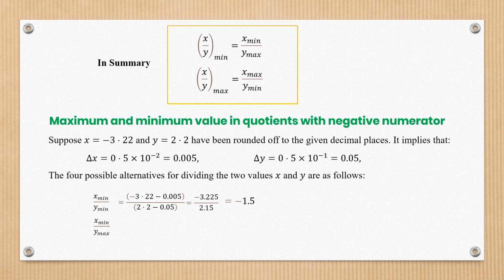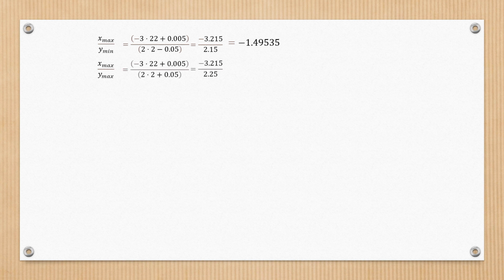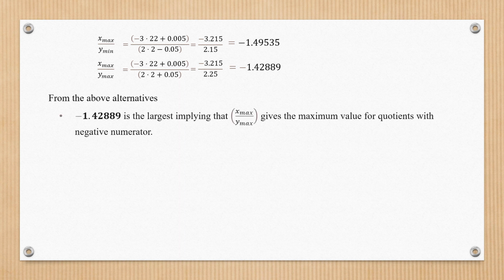Now x min over y max gives negative 3.225 over 2.25, which gives negative 1.43333. Now we're going to have x max over y min, which also gives negative 1.49535. Then lastly, we have negative 1.42889 for x max over y max. Now from these alternatives we can see that negative 1.42889 is the largest, implying that x max over y max gives the maximum value for quotients with a negative numerator.